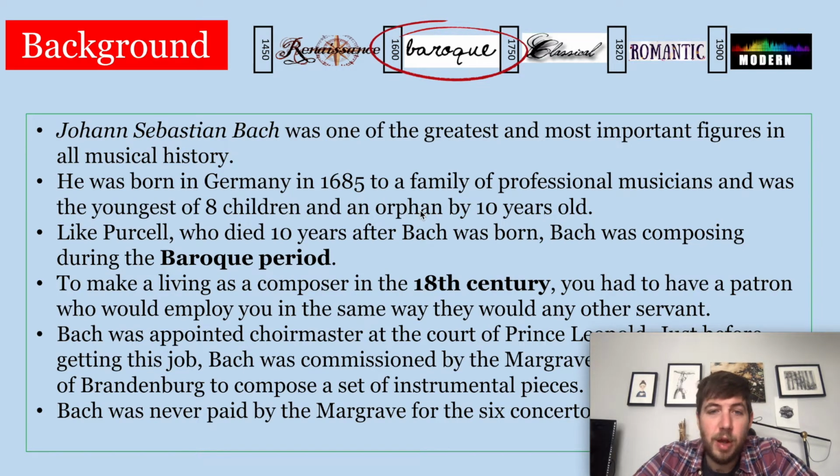Now, if you look at the top, you'll see the sort of history of classical music. In 1450, we start with the Renaissance period, and then in 1600, we move to Baroque, and Bach was born 85 years into the Baroque period. Previously, you studied Purcell, who was also a musician during the Baroque period. You've listened to his music for a while. There was kind of a 10-year crossover period where Purcell died 10 years after Bach was born.